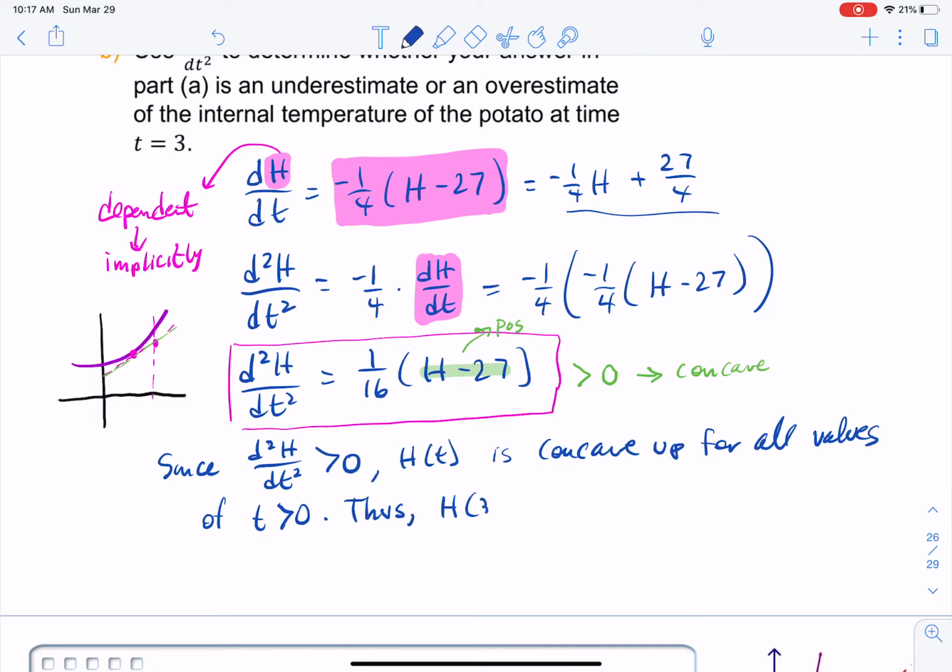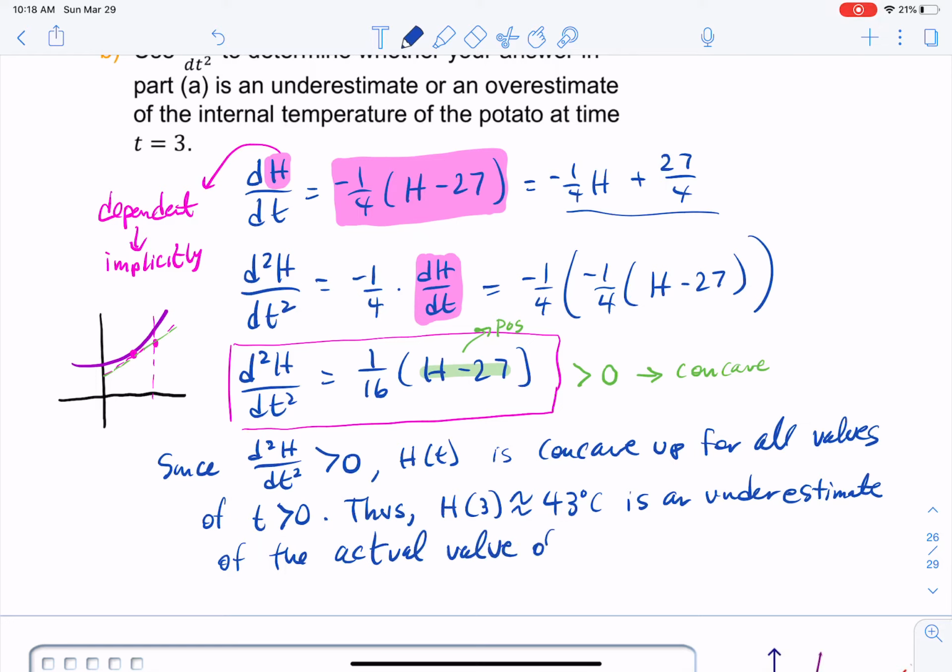h of 3, which was approximately, what was it, like 43 degrees, I think, is an underestimate of the actual value of h of 3. Nice.